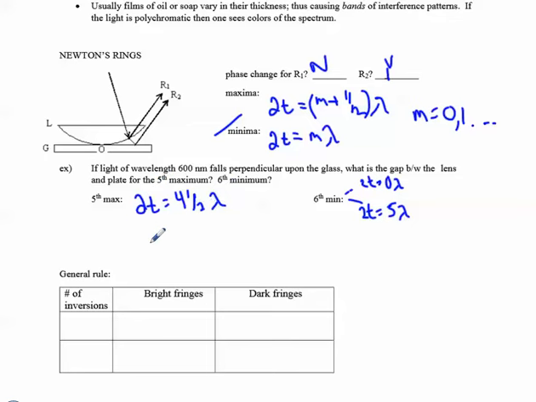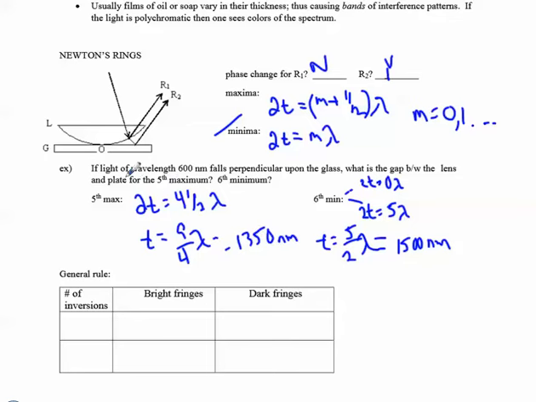You can plug in the numbers here. We can see then that the thickness, or the air gap in this case, is going to be 9/4 of the original lambda, and for the minimum it's going to be 5/2 the wavelength. Okay, so 5/2 the wavelength is going to be 1500 nanometers, and 9/4 is going to correspond to 1350 nanometers. All right, so again, the air gap here is similar to the film that we talked about above.